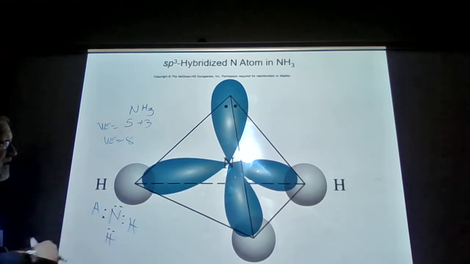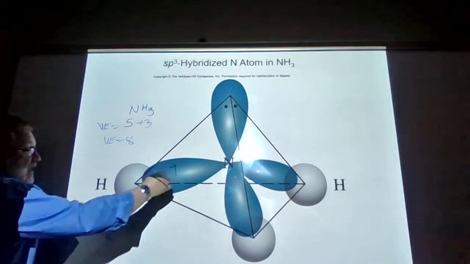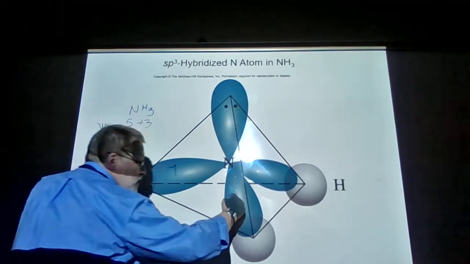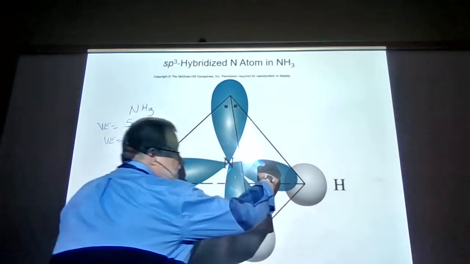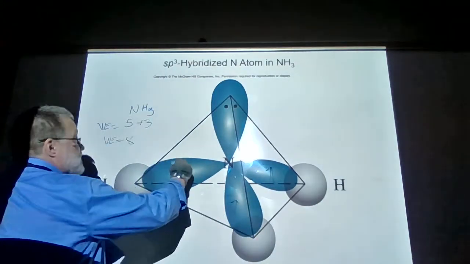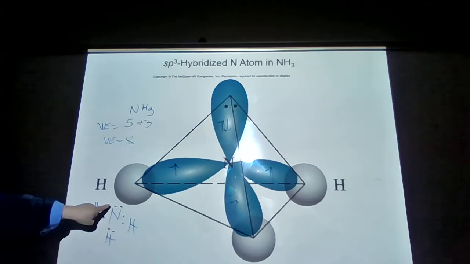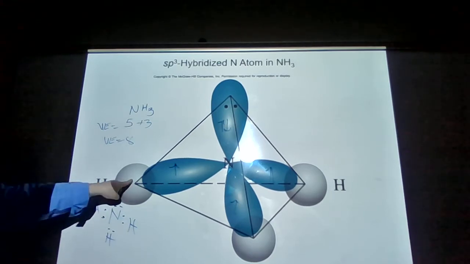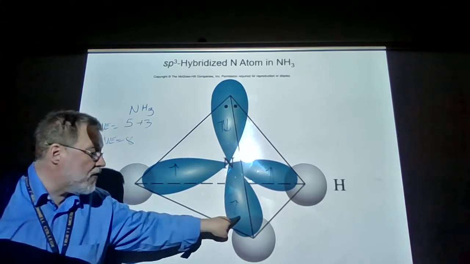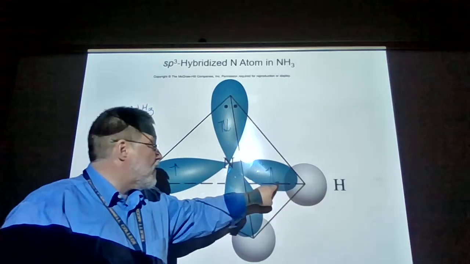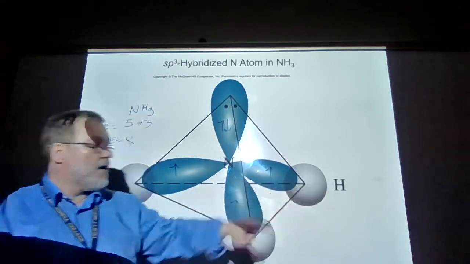So this orbital contains 1 electron from the nitrogen. This orbital contains 1 electron from the nitrogen. This orbital contains 1 electron from the nitrogen. This orbital contains 2 electrons that were already accounted for right there. The other electron in each of the first three comes from a hydrogen.